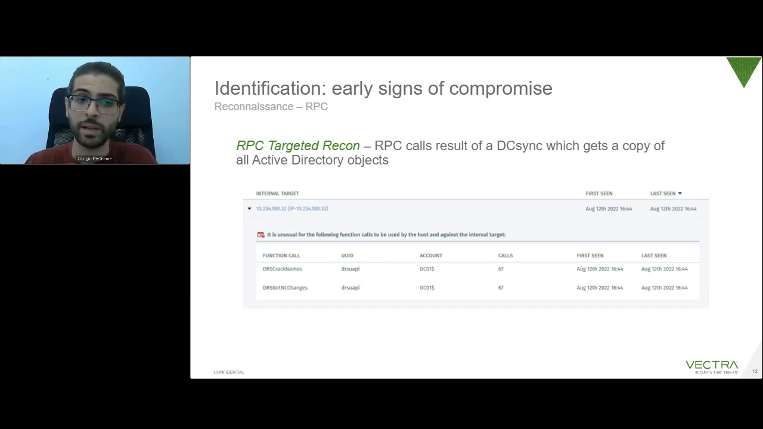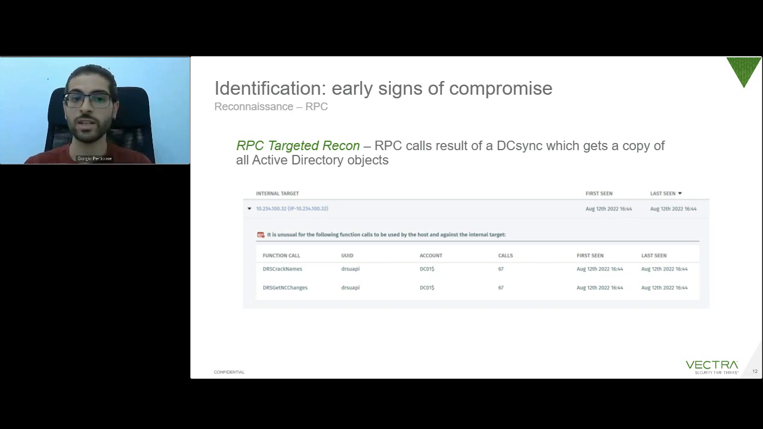And this example here, the screenshot that you can see on this slide, is very, very specific. It was taken from a case of a DCSync attack. Basically, those two function calls, the DRS crack names and DRS get and see changes, are the ones that you will definitely see if an attacker is simulating the behavior of a domain controller, and is actually querying the real domain controller for a replication of the Active Directory data.